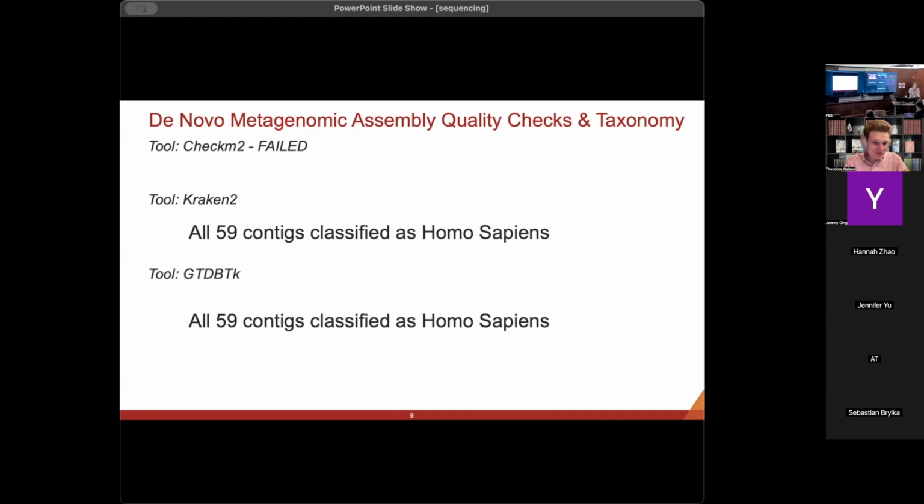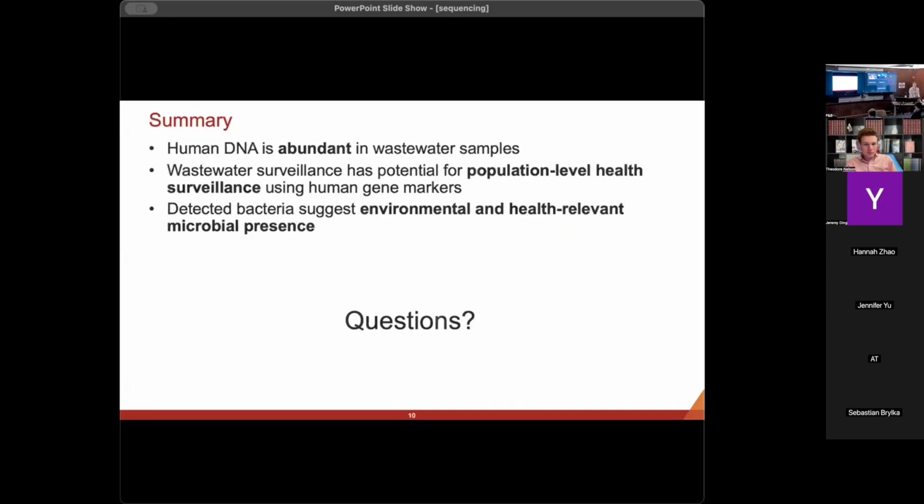And also my de novo assembled genome failed. The tool that I tried to use for its quality check, which was supposed to tell me its completeness and contamination, failed too. So I think this project requires deeper digging and maybe working on it a little bit more, but I found it really interesting to work on this type of thing.